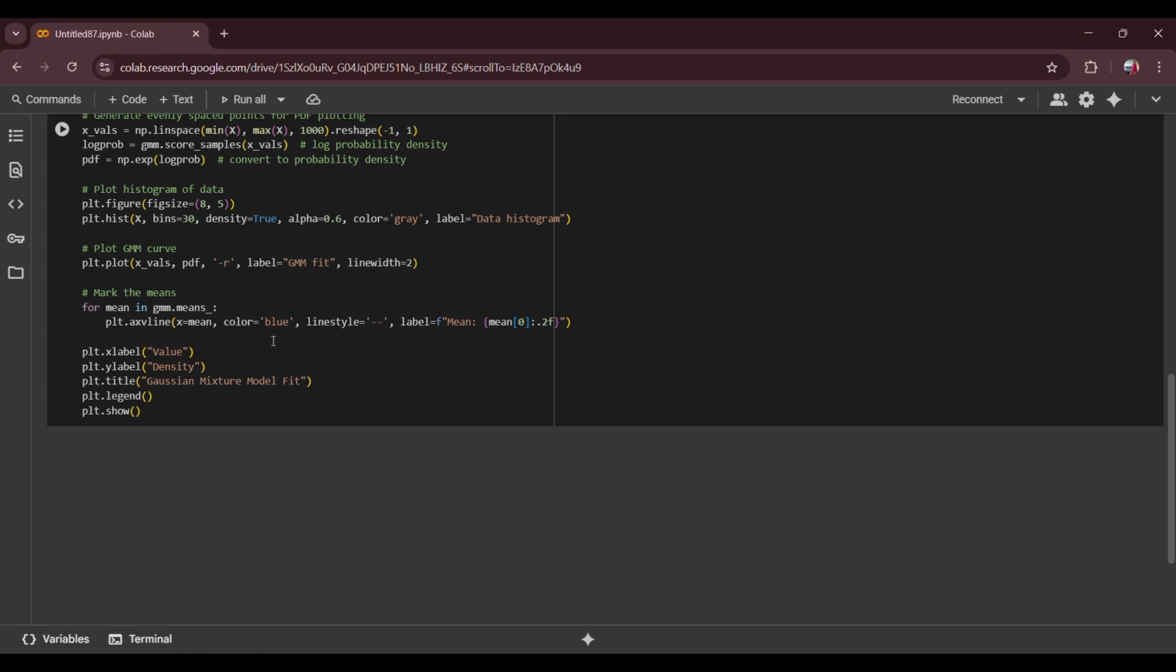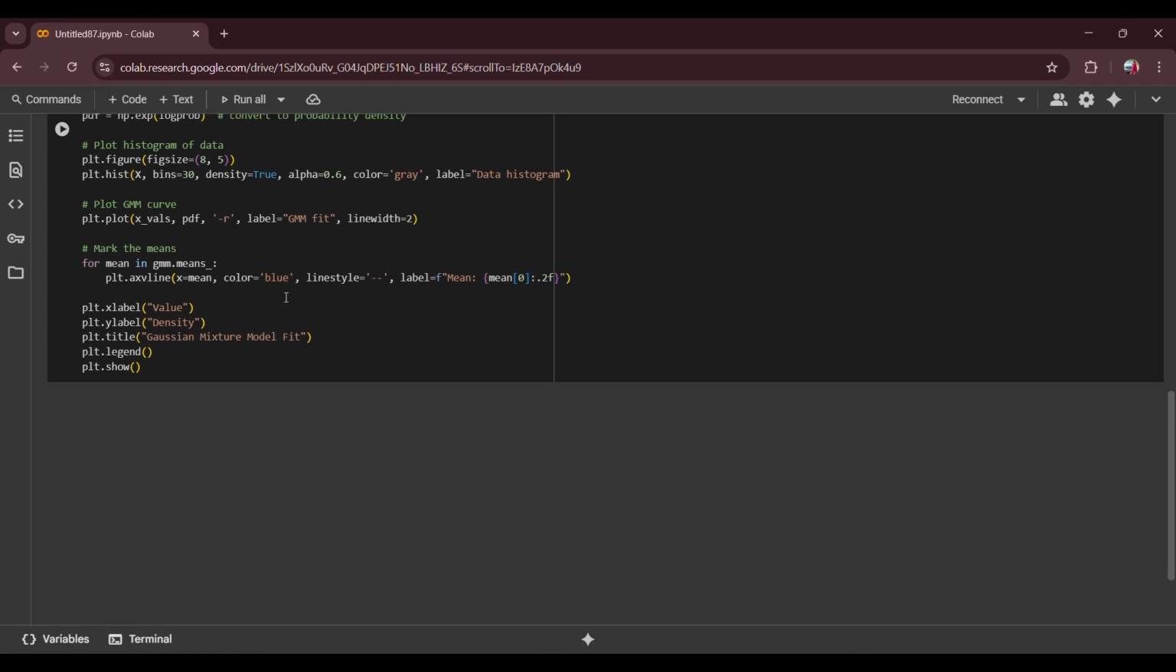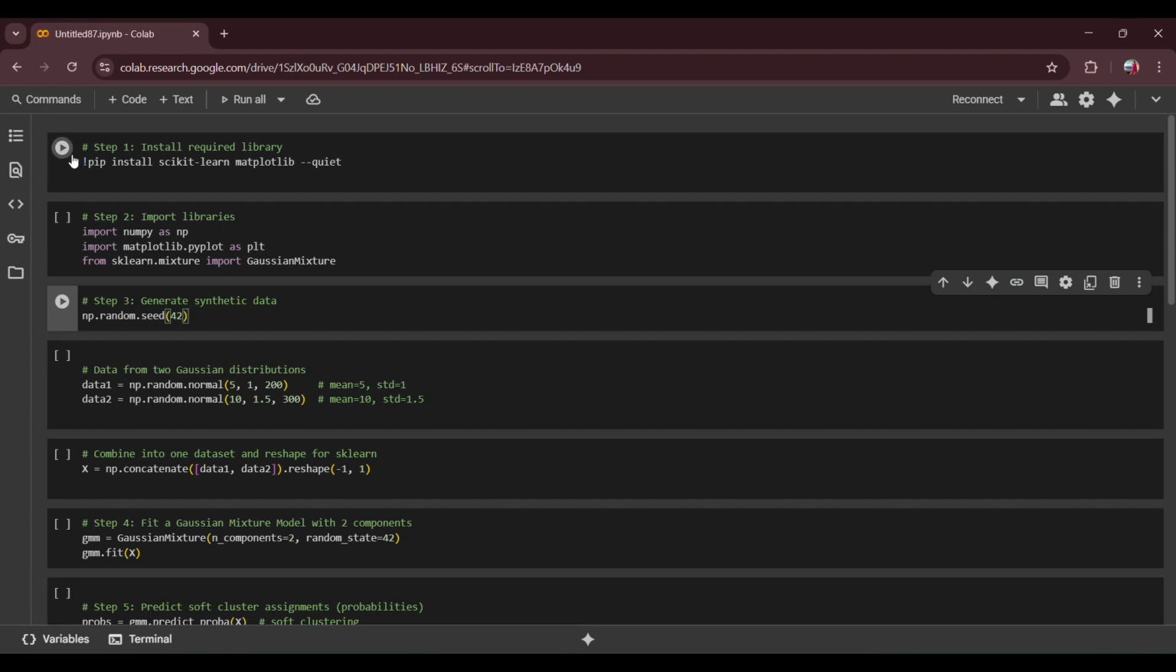We also said here, you can see blue dashed lines. We draw dashed blue vertical lines at the means of each Gaussian. These mark the centers of the two clusters. Then we are plotting it and labeling it. We'll see by running the code.